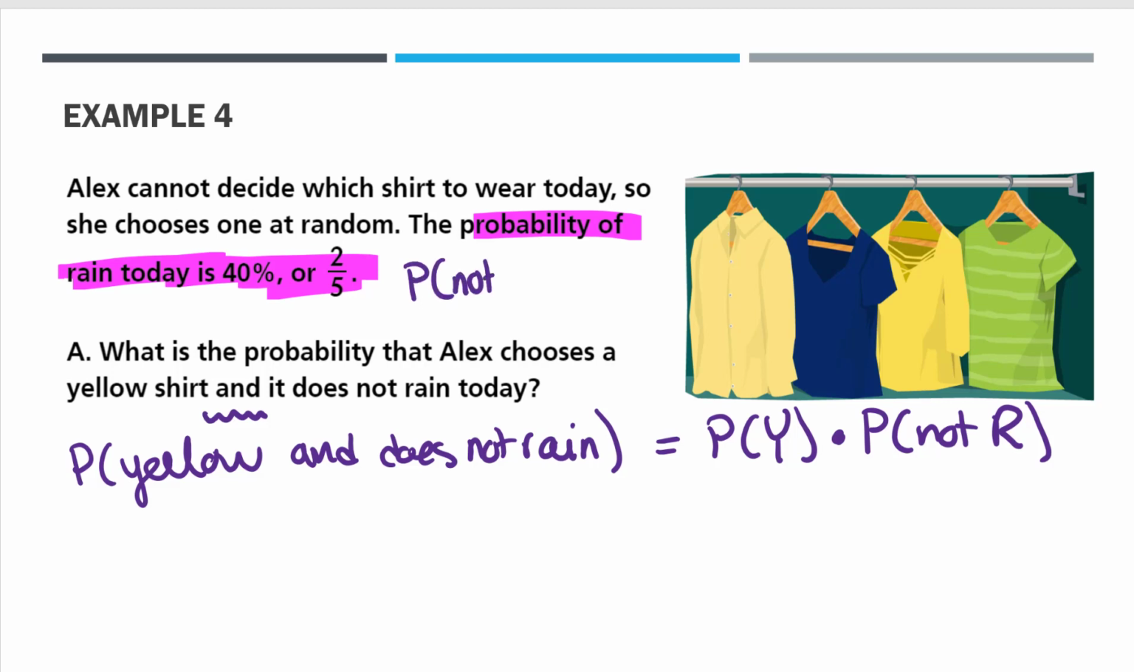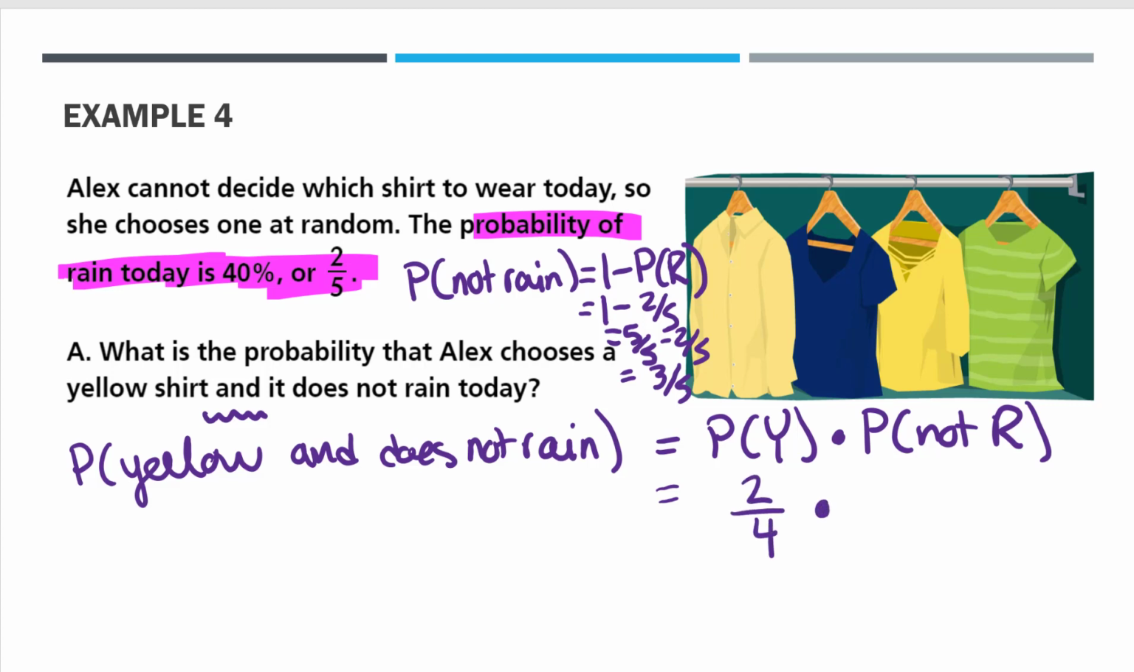So the probability that it's not going to rain, remember our formula, is 1 minus the probability that it will rain. So 1 minus 2/5. If I find that common denominator, so 5 over 5 minus 2 over 5 is equal to 3 over 5. I go back to my formula. The probability of yellow is 2/4 times the probability of not rain, which is 3/5. When I have fractions, I multiply numerator, numerator, and denominator, denominator.